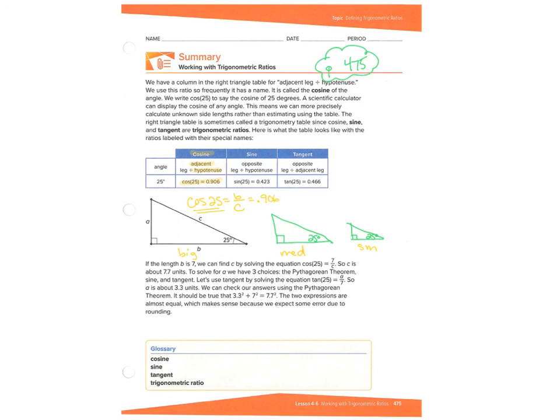The cosine of 25 degrees is the same, whether that 25-degree angle is in a small triangle, medium triangle, or a large triangle. The same is true for sine and tangent as well.